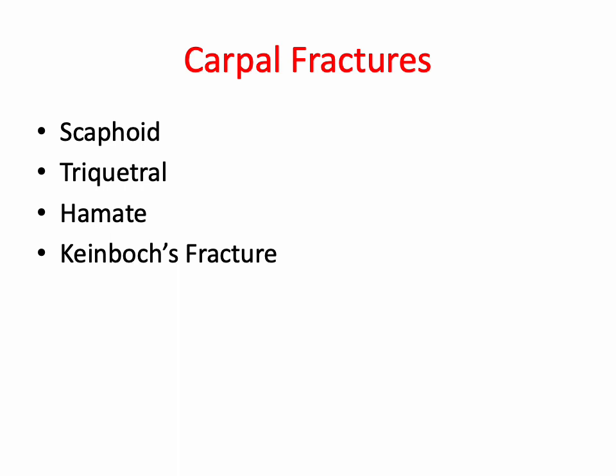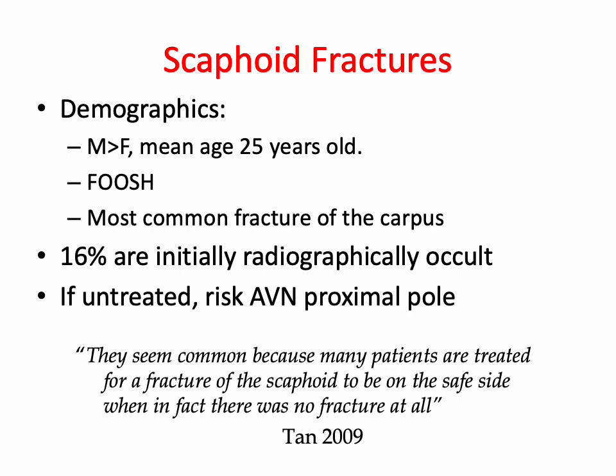And there are a number of fractures we can see of the carpal bones. Most commonly we see scaphoid fractures. They occur in men more than women, with a mean age of 25 years old, and are usually the result of a fall on the outstretched hand. A lot of them are initially occult radiographically, and if untreated, there's a risk of avascular necrosis of the proximal pole due to how the scaphoid gets its blood supply.